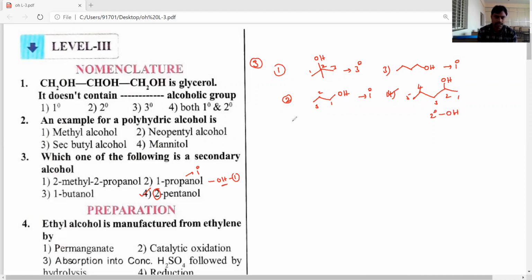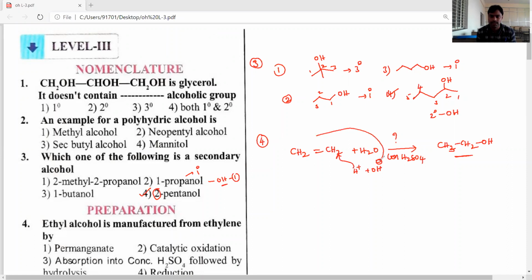Okay, students, let's see the fourth question. Ethyl alcohol is manufactured from ethene. Ethene, CH2=CH2. How is ethene converted into ethyl alcohol, CH3CH2OH? Let's see the suitable conditions. The suitable condition is hydrolysis in the presence of concentrated H2SO4. Then we get ethanol because H+ and OH- ions are added.